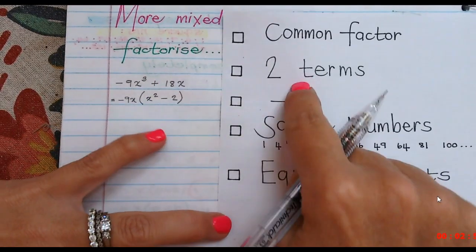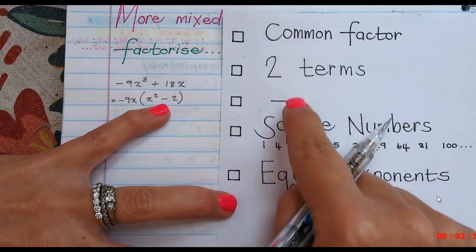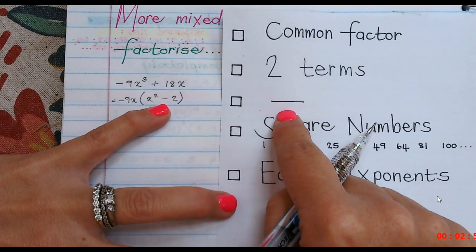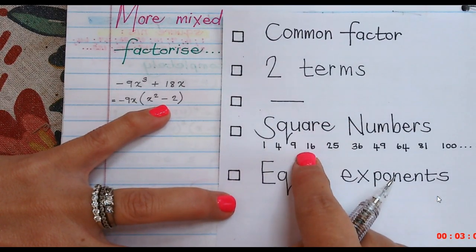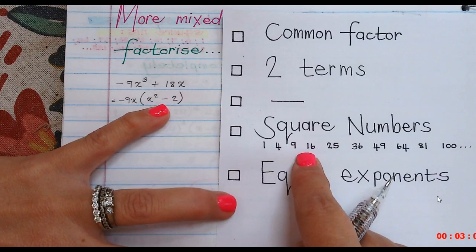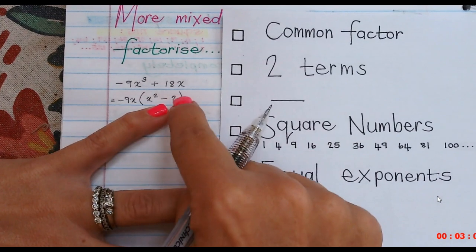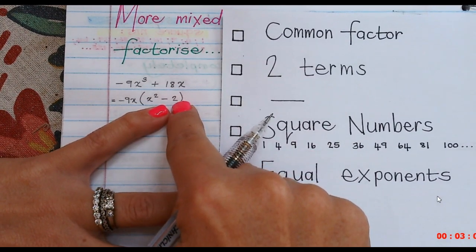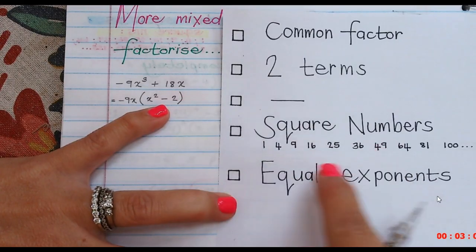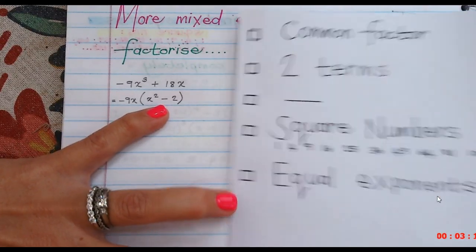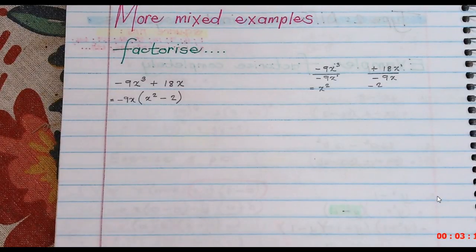Now I have to go back to my check boxes. So, two terms, yes. Negative, yes. Square numbers. And this is the catch, because sometimes you think 2 is a square number. So please remember, 2 is not a square number. Therefore, the factorization on this one is done.